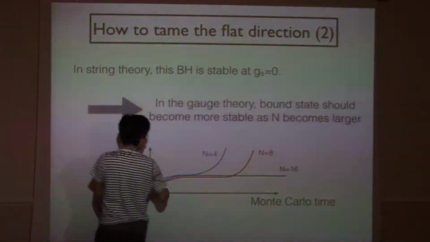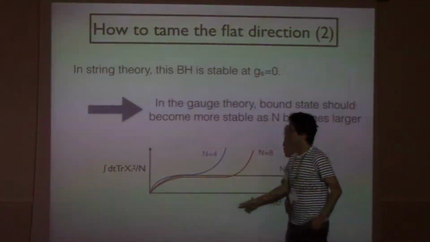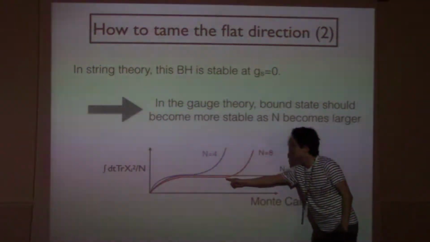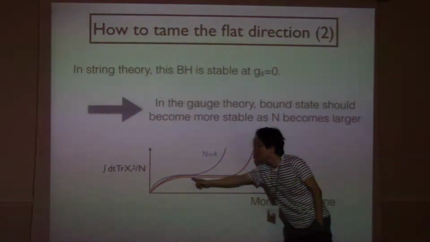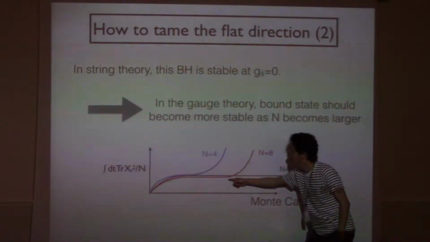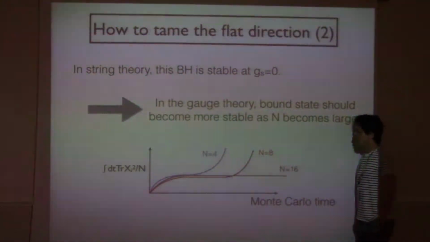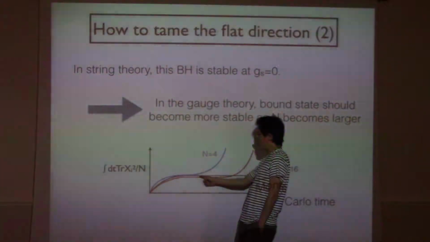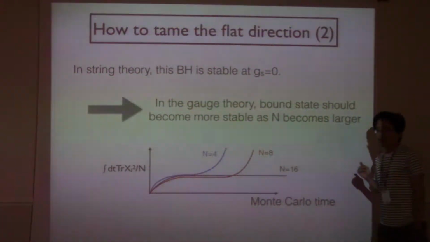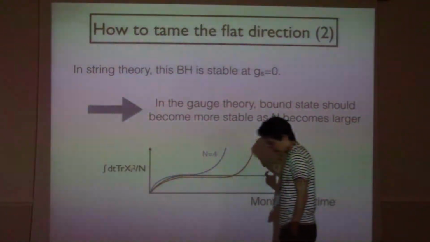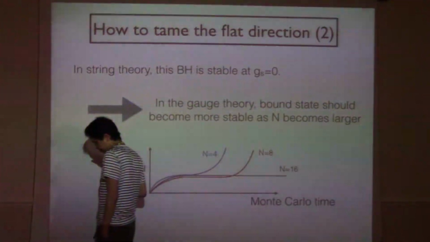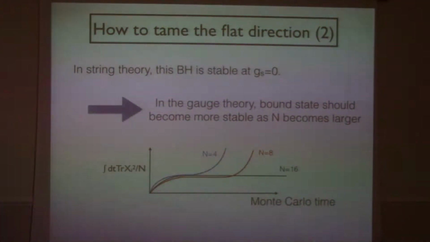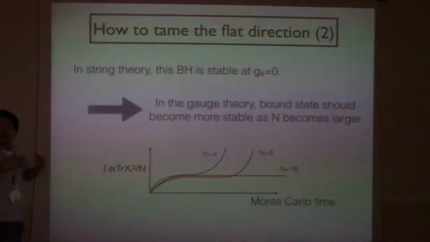But if we increase the value of n to 8, this plateau becomes a bit longer. Of course, we have some fluctuation here, but eventually it diverges. And then if we increase the value of n, this plateau becomes longer and longer. Otherwise, the black hole is metastable, because eventually it can emit particles and evaporate. But the lifetime becomes longer and longer.